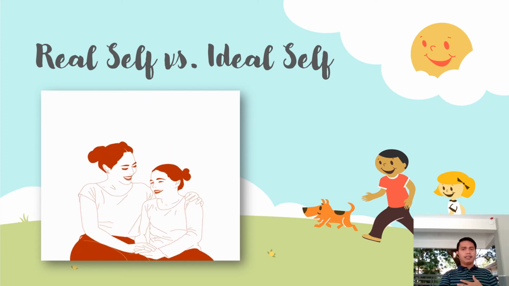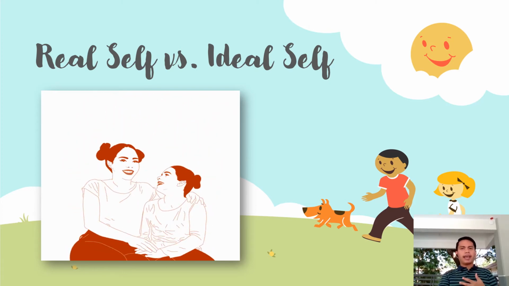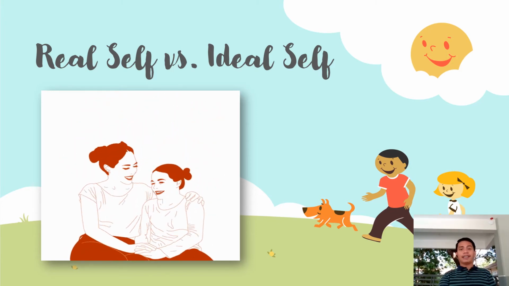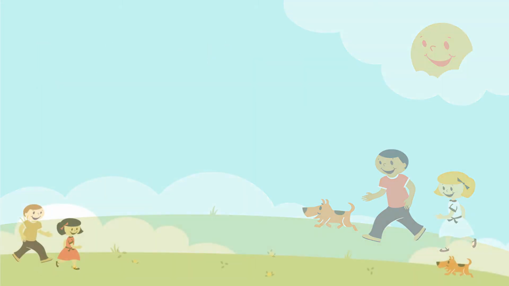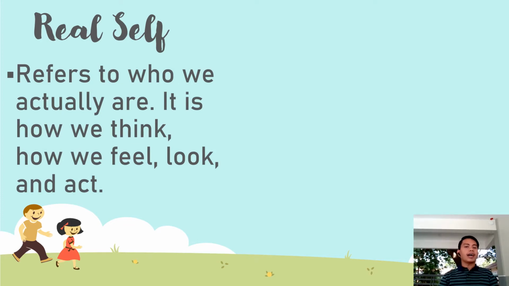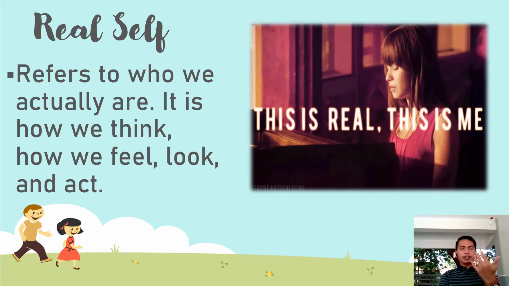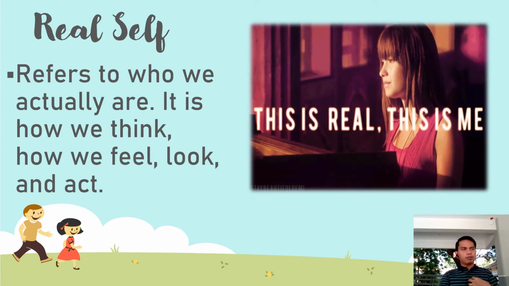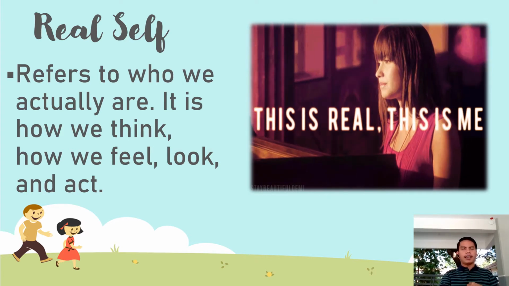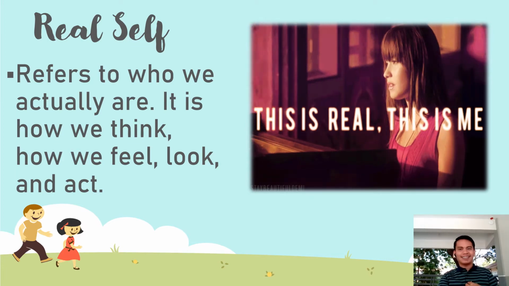So this self-image refers to the real self and the ideal self. But the question is, do you know the difference? The real self refers to who we actually are. It is how we think, how we feel, how we look, and how we act. The real self can be seen by others, but because we have no way of truly knowing how others view us, the real self then is our self-image.